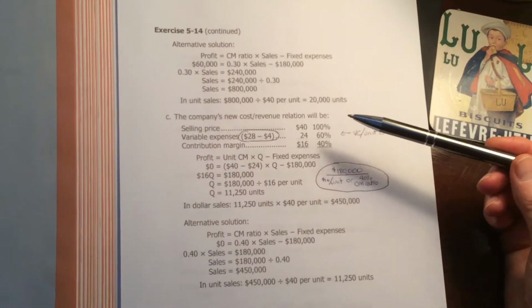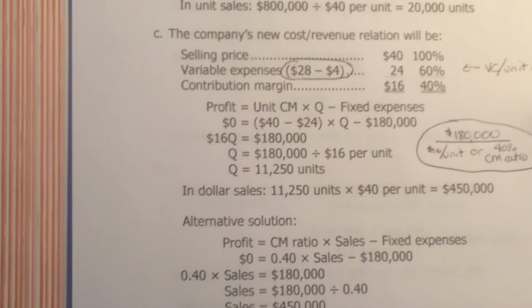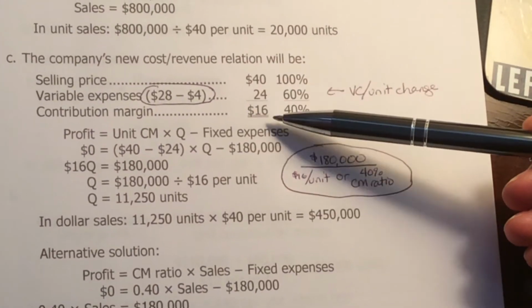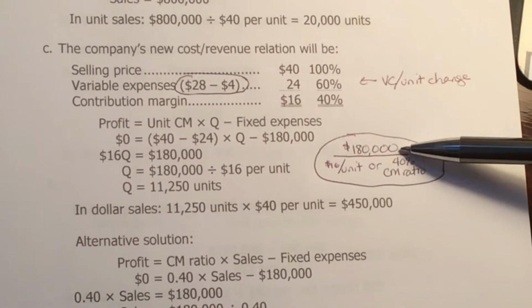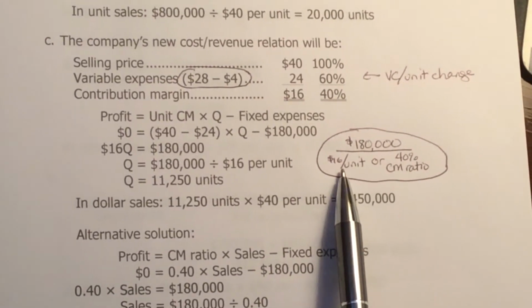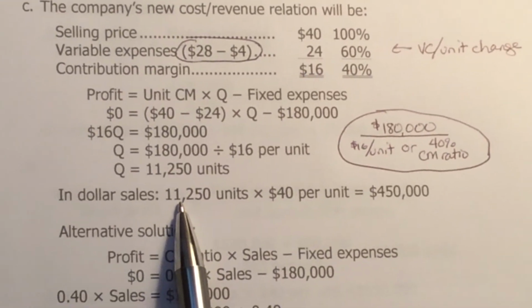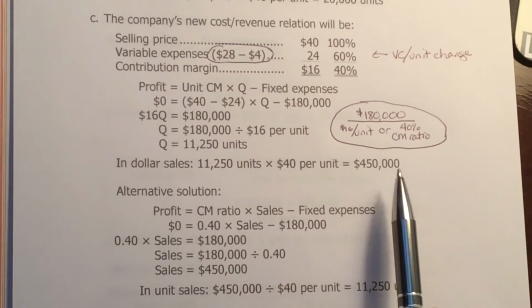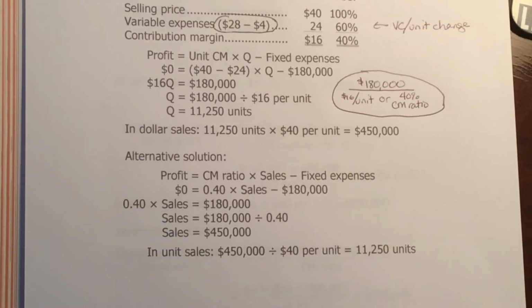The final thing that we need to do in this one is to say, okay, what's going to happen if we can reduce our variable cost by $4 a unit? That's going to take them down to 24. That's going to take this up to 16. We still have to cover the same number of fixed cost, but now we're going to get there faster at $16 a unit, or a 40% CM ratio. So it's only going to take 11,250 units or $450,000 in sales to get there. And that's exercise 14.